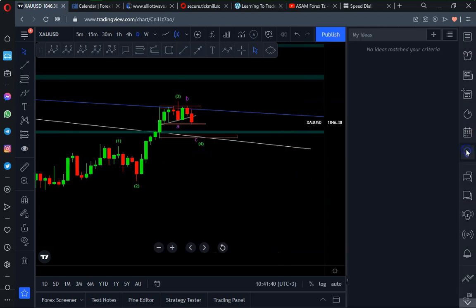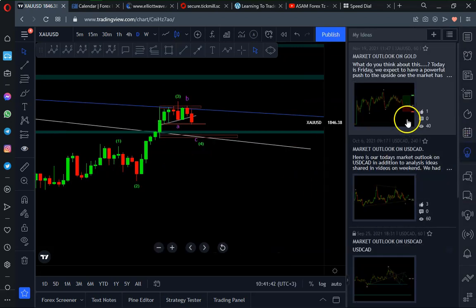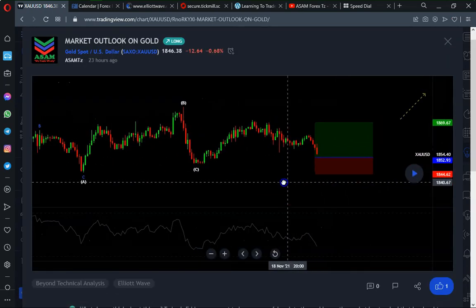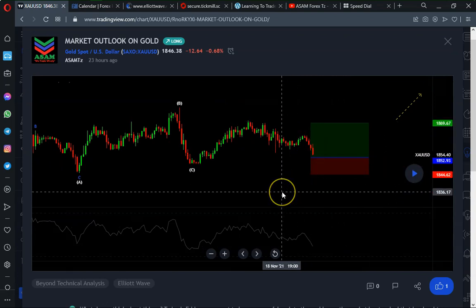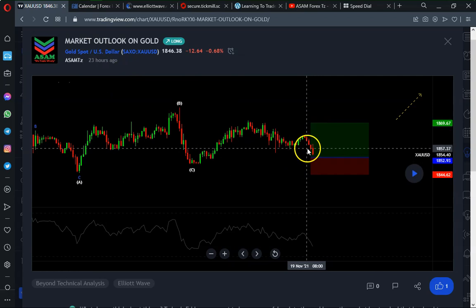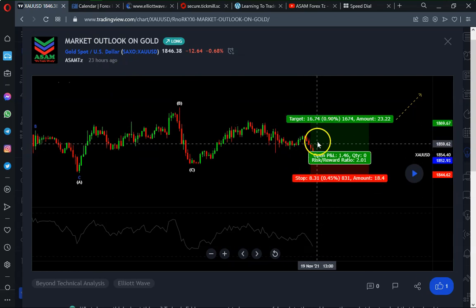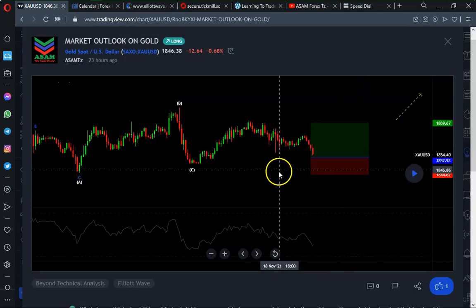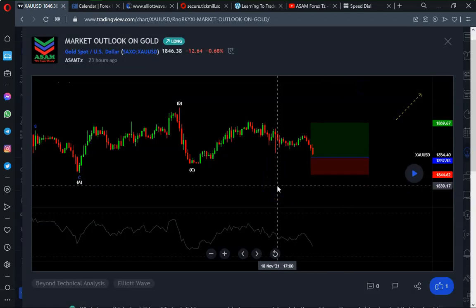One of the projections was shared yesterday on TradingView. It was in a lower time frame, and it was 23 hours ago. We projected a buy trade because all movements to the downside are corrections. Buy trades were the favored ones because the direction of the trend is upward.